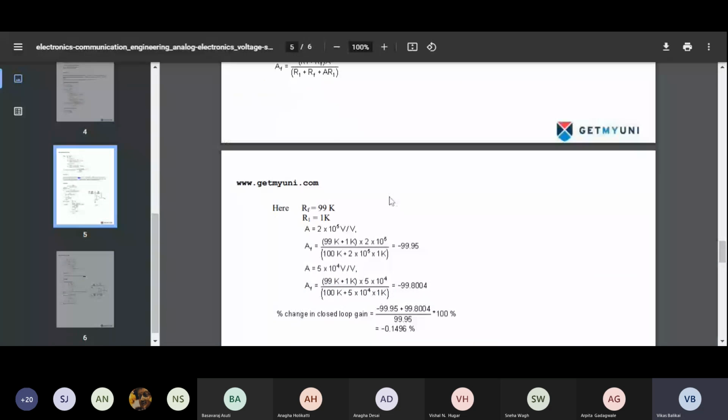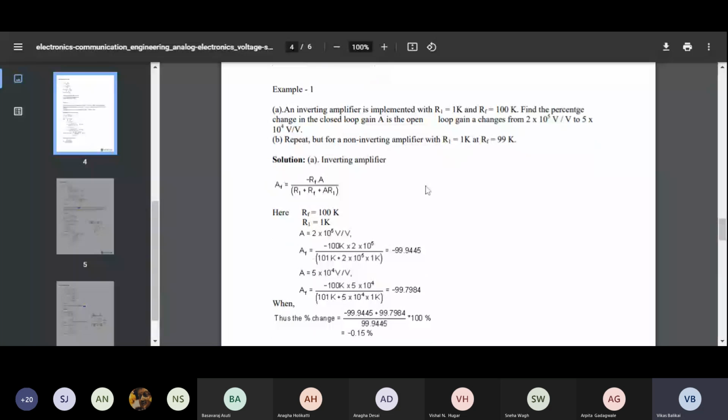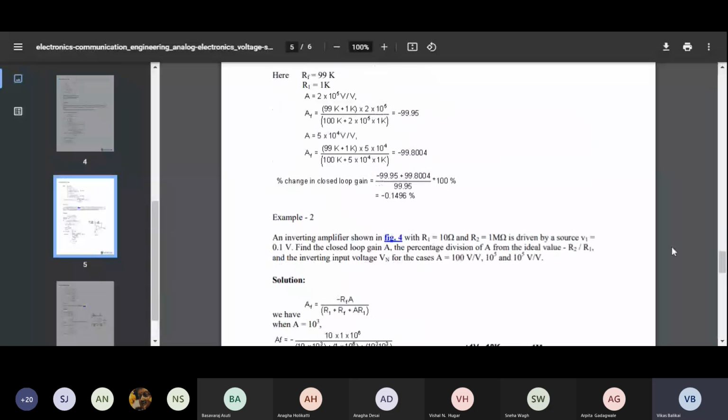In the previous class we started with the percentage change in the loop gain, and the interpretation and reason for doing that particular problem was to prove that gain with feedback is very stable. The gain with feedback equation is AF is equal to A divided by 1 plus A beta. So if any change happens to your open loop gain, that is not going to hamper the closed loop gain. This is the interpretation we made in the previous class.